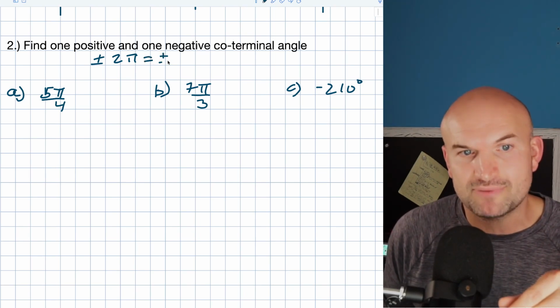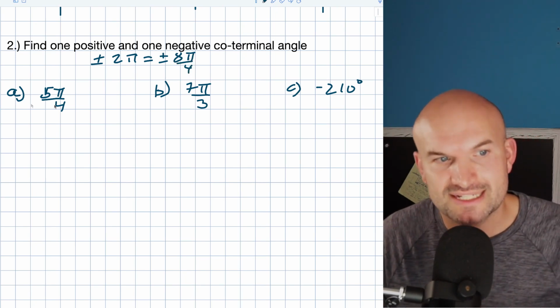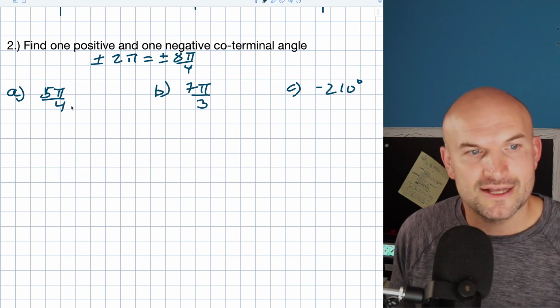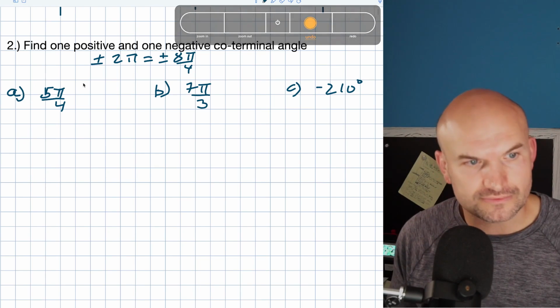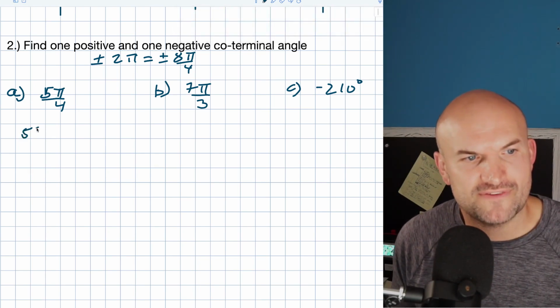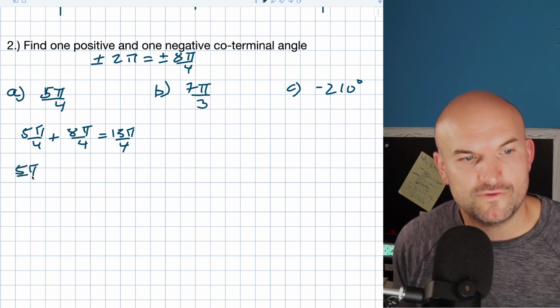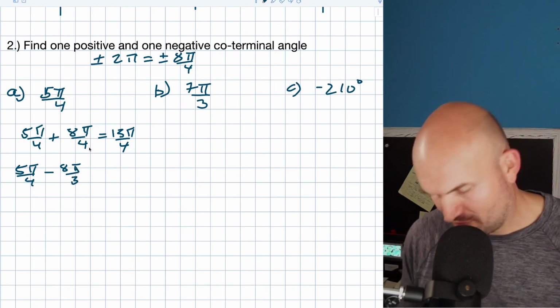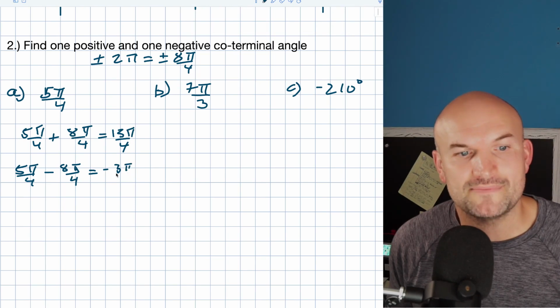So that is the same thing as plus or minus 8 pi over 4. Wouldn't you agree that 8 pi over 4 is the same thing as 2 pi? It is. So when I add and subtract 8 pi over 4, let's actually write it out. 5 pi over 4 plus 8 pi over 4 is going to give me 13 pi over 4. And when I take 5 pi over 4 minus 8 pi over 4, that is now going to give me negative 3 pi over 4.